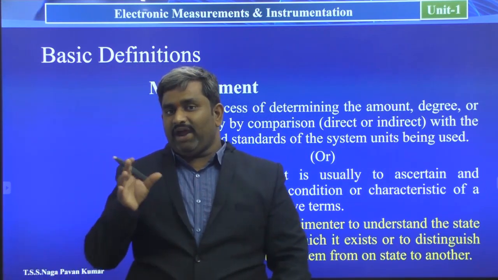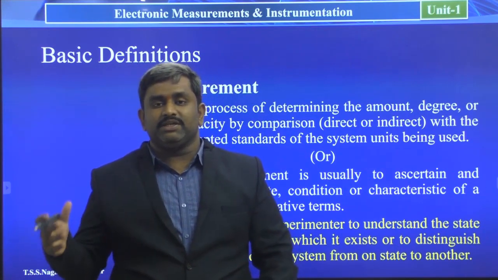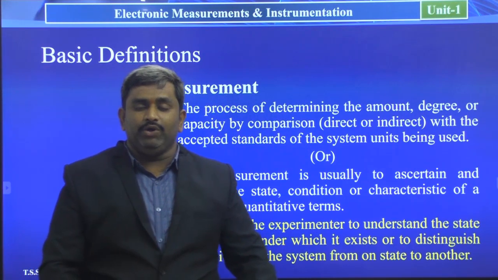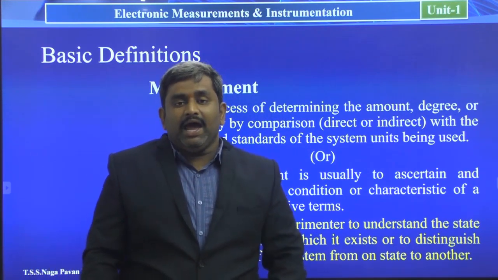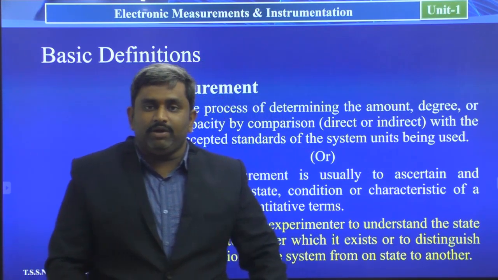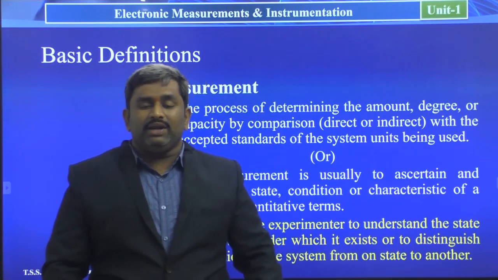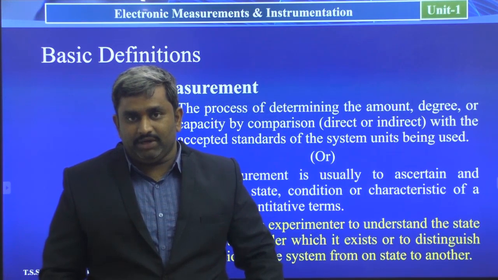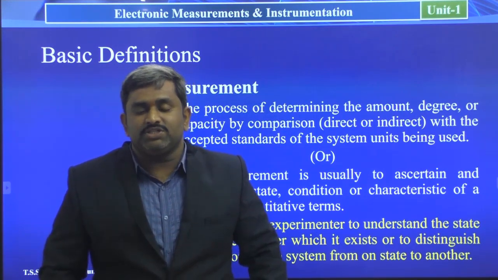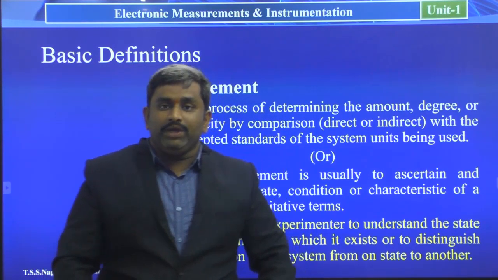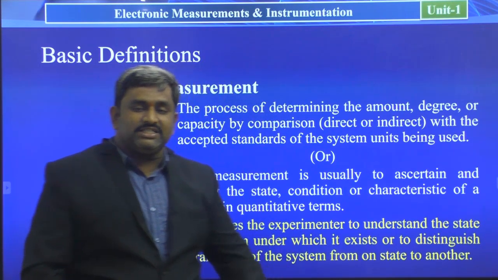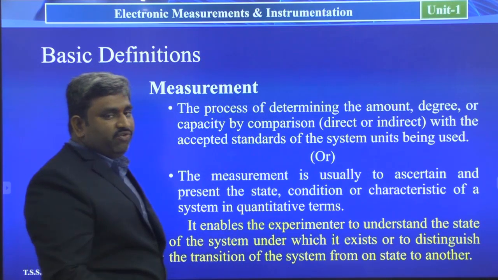Here we have said 500 grams, 1000 grams. Grams is the standard unit we use for measuring weight, and liters we use for the measurement of liquids. So like this we have some accepted standard units, and by using them we are giving the status of the system. Let us see one more definition of measurement.